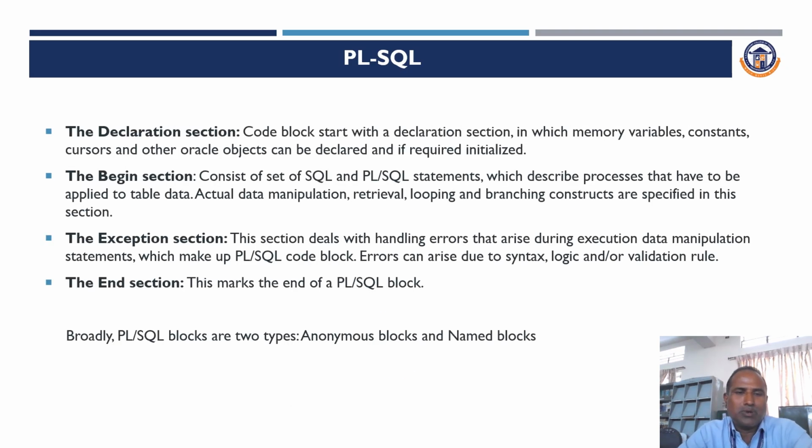In the structure, the first part is declaration. A code block starts with the declaration section in which memory variables, constants, cursors, and other Oracle objects can be declared and, if required, initialized. So variable declaration can be made inside the declaration part.